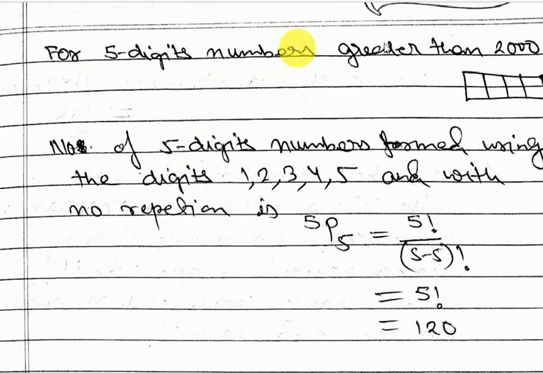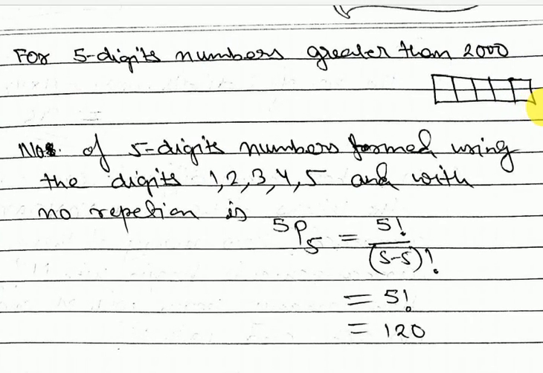Now for 5 digit numbers greater than 2000. Here you can see that we will have 5 blank spaces: units, tens, hundreds, thousands, and the ten-thousands position. So here we can take any digit at any position. Yes or no? We have got 5 different digits, and at a time we have to take 5 only. So the number of 5 digit numbers formed using the digits 1, 2, 3, 4, 5 with no repetition will be 5P5, which comes to 120.